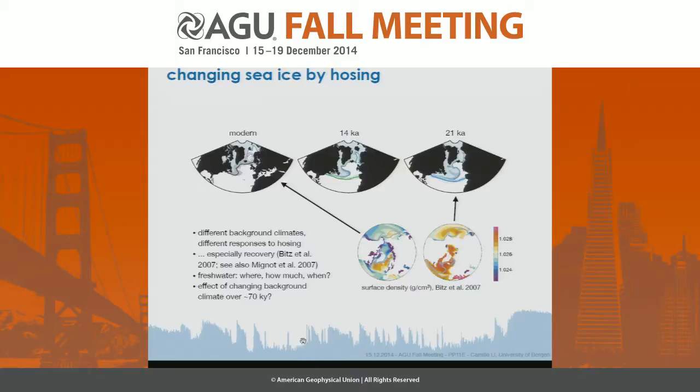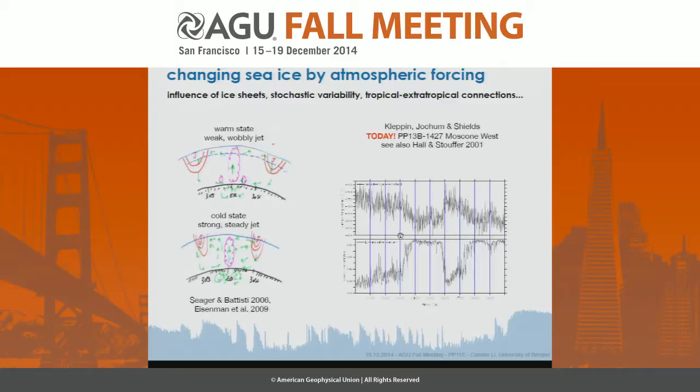Because even though the timing and duration vary, the transitions are remarkably consistent. And we know that changing the background climate matters. All right, I'll just say a few words about this. If you're not going to do hosing, you can change it just by atmospheric forcing as well. And there are ideas that the ice sheets and the size of the ice sheets can change the character of the jet and the storm tracks in a way that could make you have a more DO-friendly climate or not.